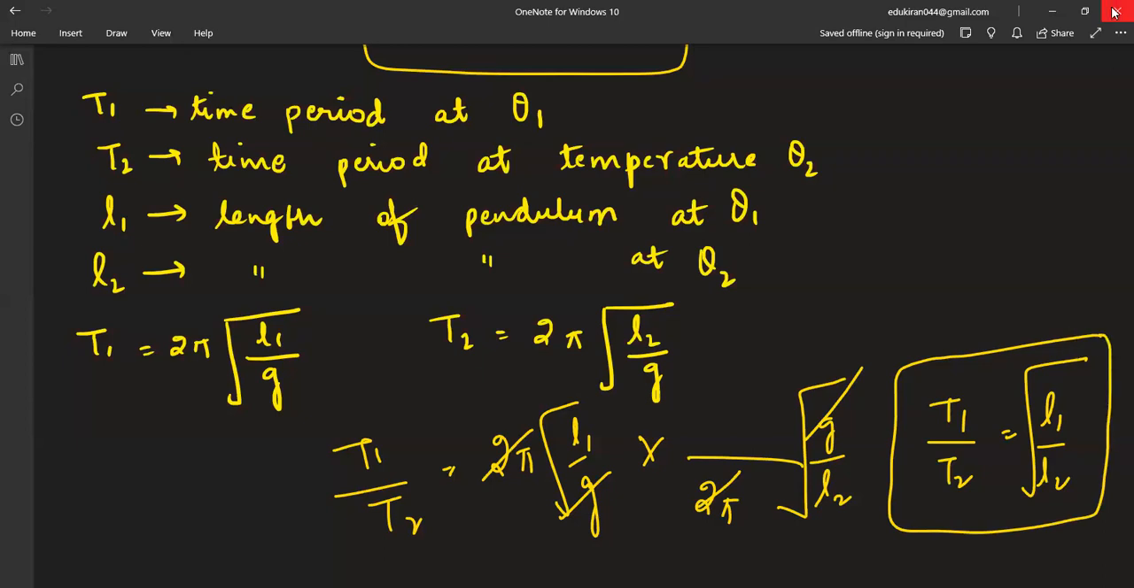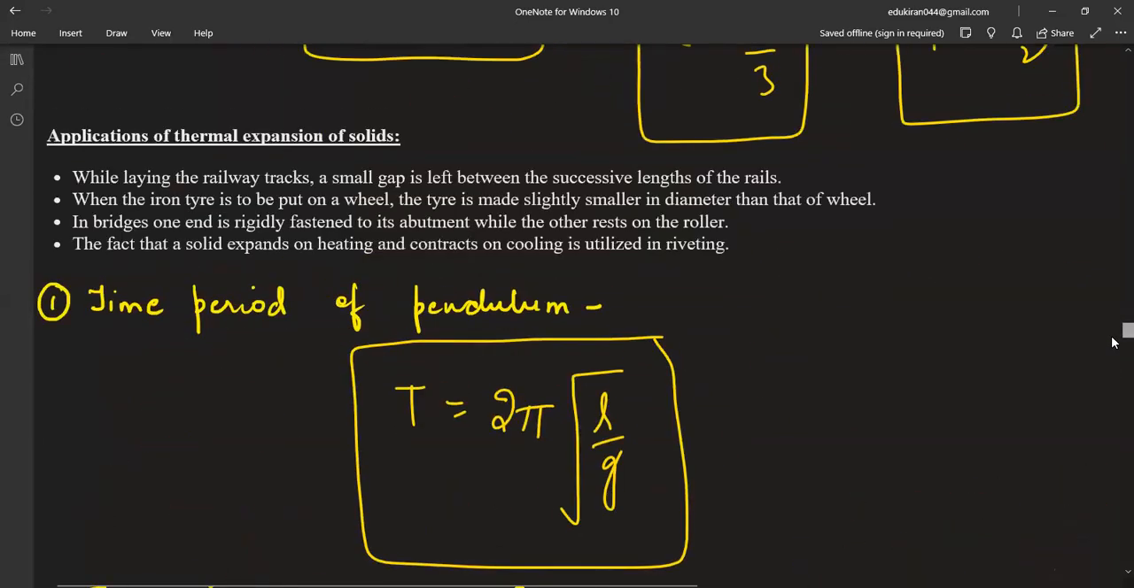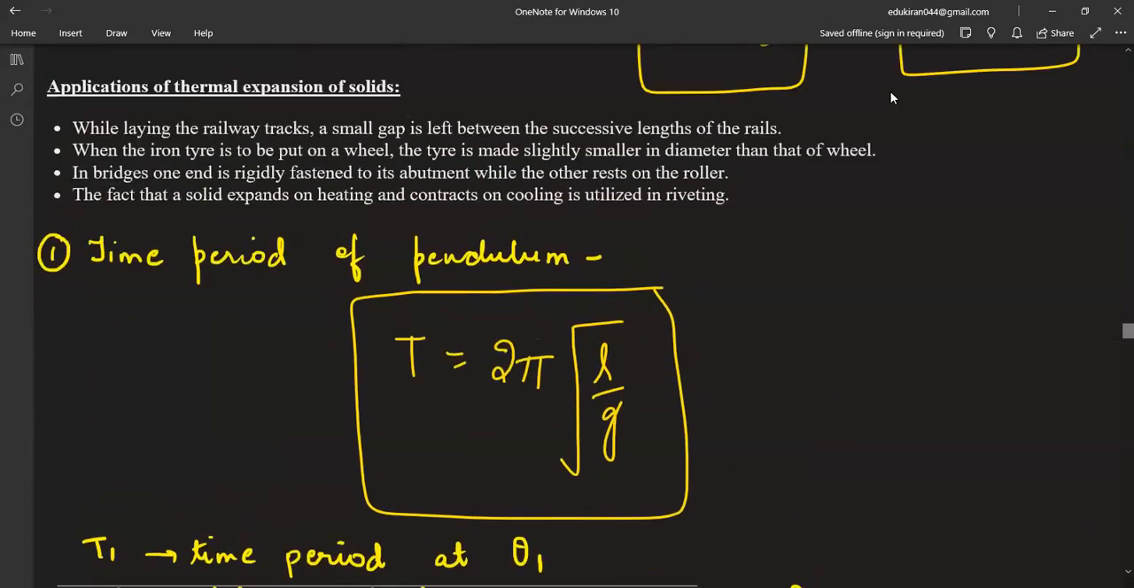Now see one more thing, class. Sometimes it happens that we can use this also. I'll relate it with length. Do one thing, write this down first. Then we'll write the next part. It will take a little time. Write it first.